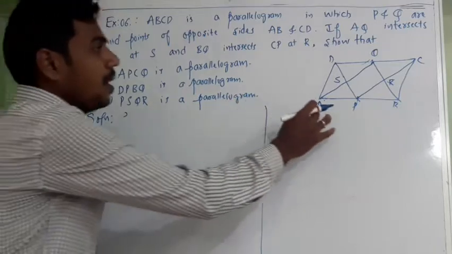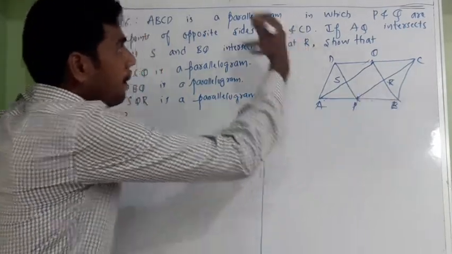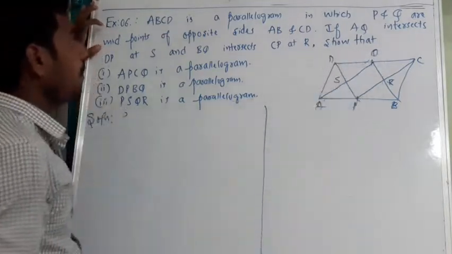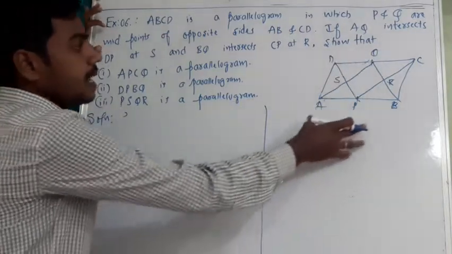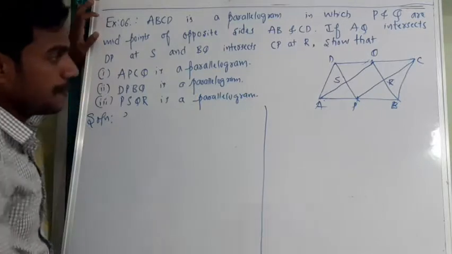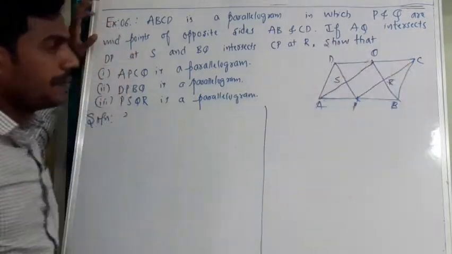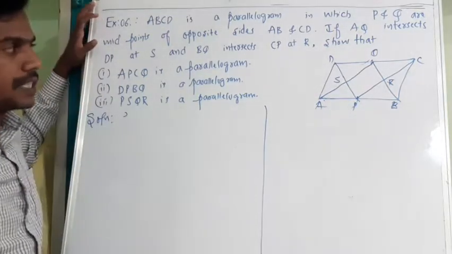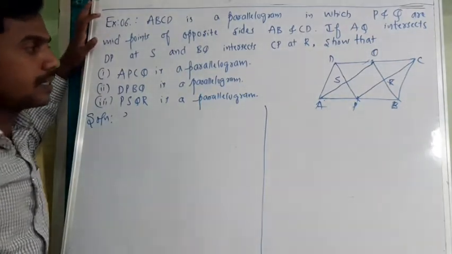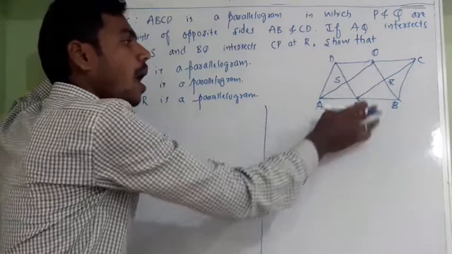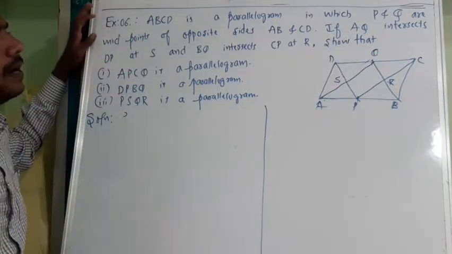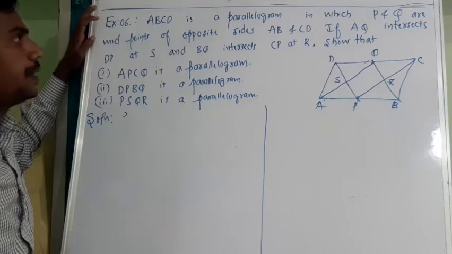ABCD is a parallelogram in which P and Q are midpoints of opposite sides AB and CD. See, ABCD is a parallelogram. If it is a parallelogram, obviously opposite sides will be equal, that is AB is equal to CD. And P and Q are midpoints of AB and CD, then AP will be equal to BP and CQ will be equal to DQ.